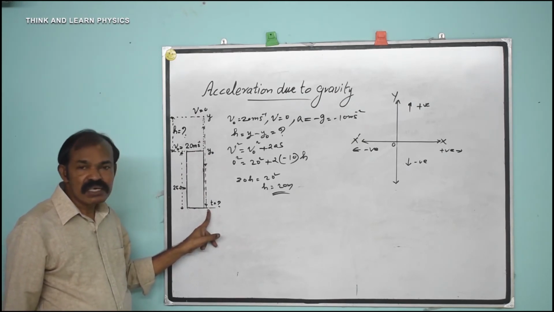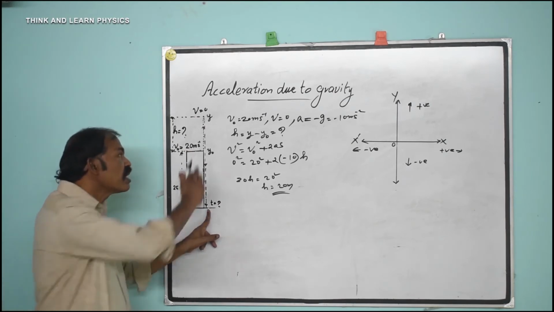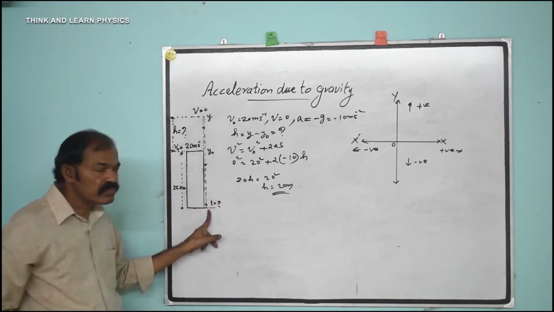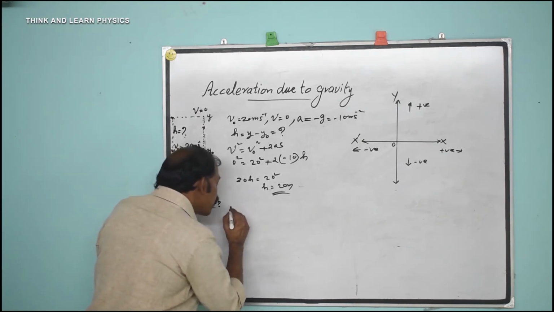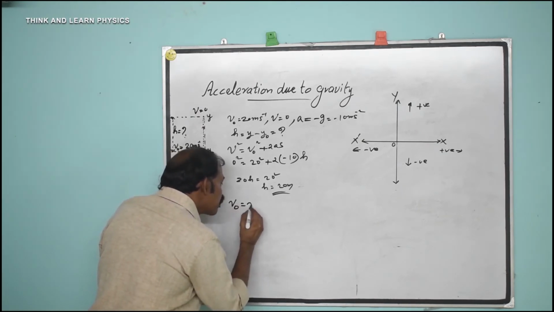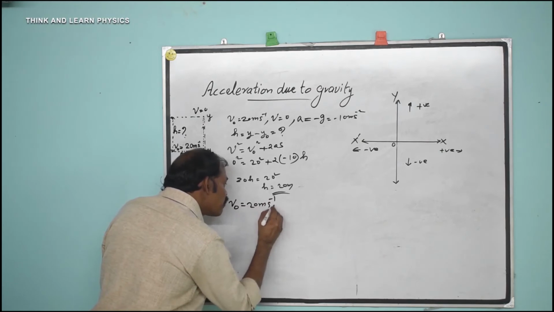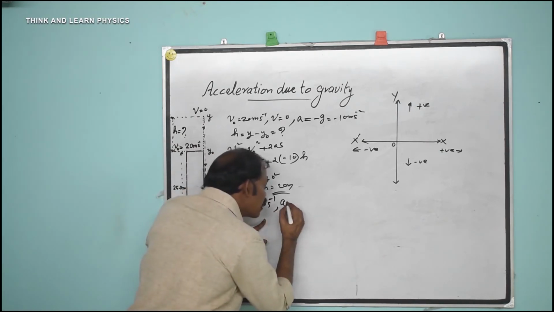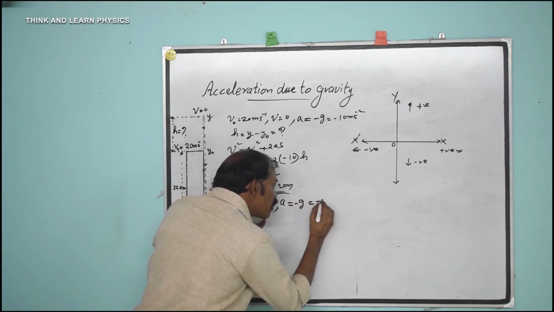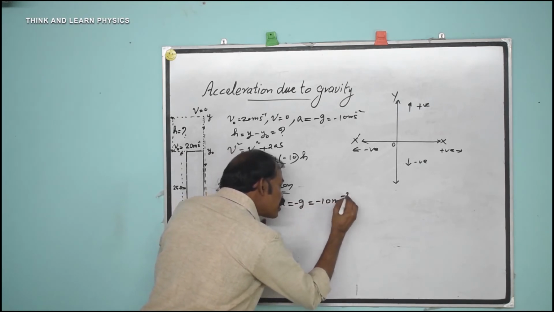So we can consider the upward and downward motion together. In that case, the velocity v0, which is in the upward direction, can be taken as 20 meter per second itself. Then acceleration is equal to -g equals -10 meter per second square.